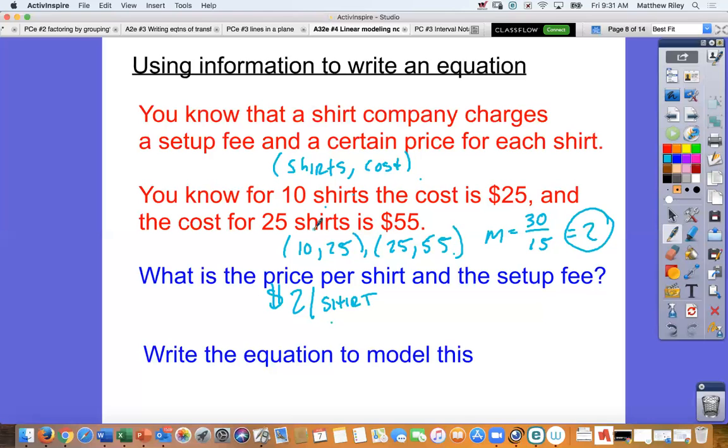Same thing here. If I ordered 25 shirts and it's $2 per shirt, that's $50. So the setup fee is 5. Now that initial cost is always your y-intercept, where you start, and how it's changing is your slope. So what's the equation to model this? Y equals 2x plus 5. Any questions?